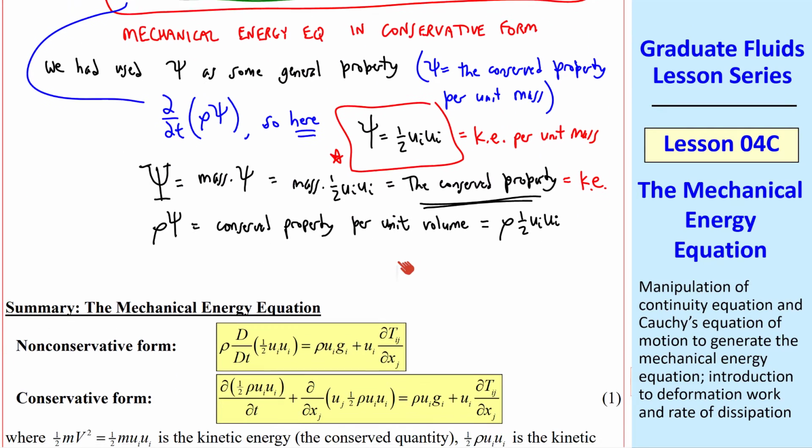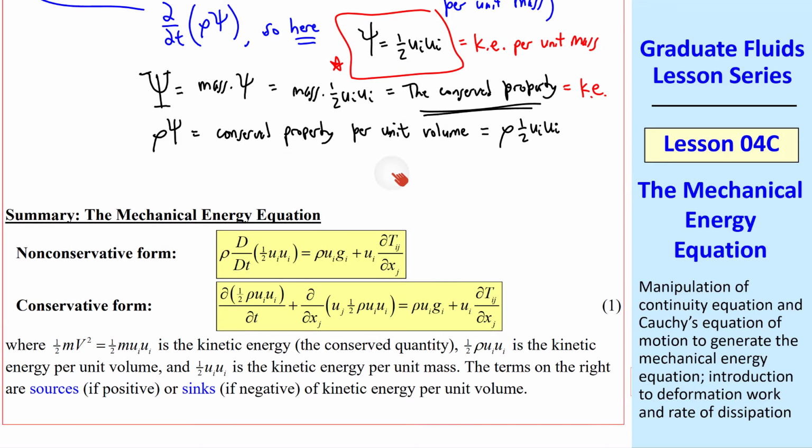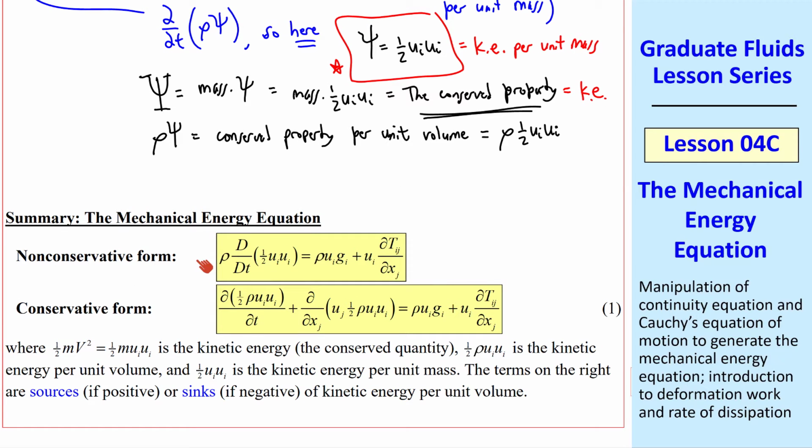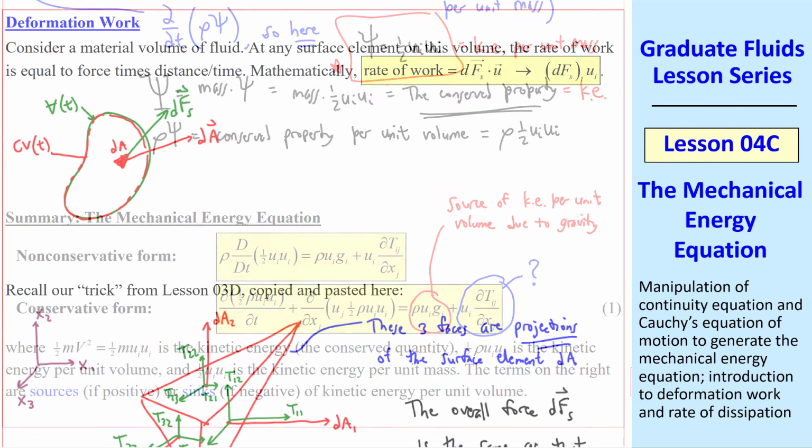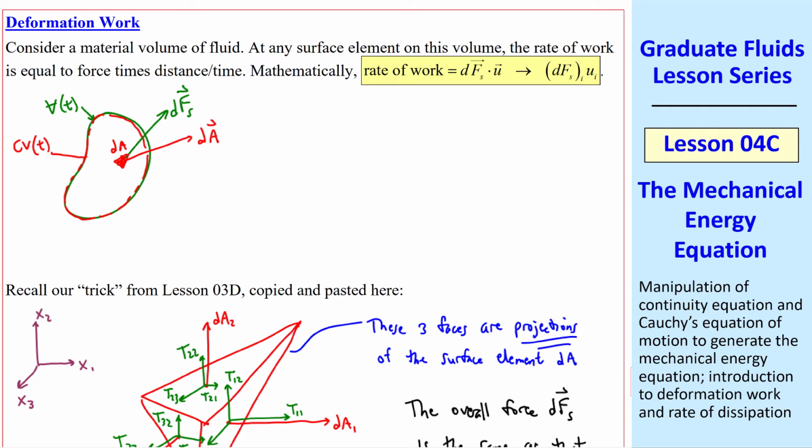I summarize these 2 forms of the mechanical energy equation here, the non-conservative form and the conservative form, and I typed out these definitions of our quantities that we discussed up here. Again, the left-hand side is the total rate of change of kinetic energy per unit volume, and these 2 terms are sources. This term is the source of kinetic energy per unit volume due to gravity. But what is this term? We'll have to look into that one in more detail by discussing something called deformation work.